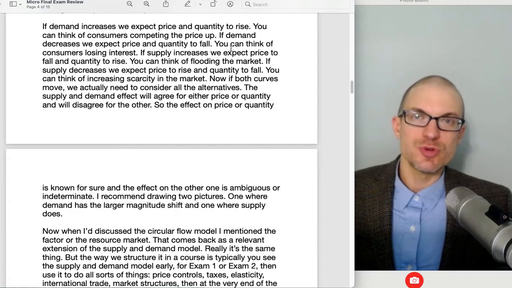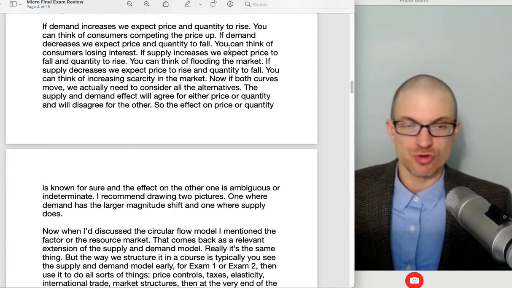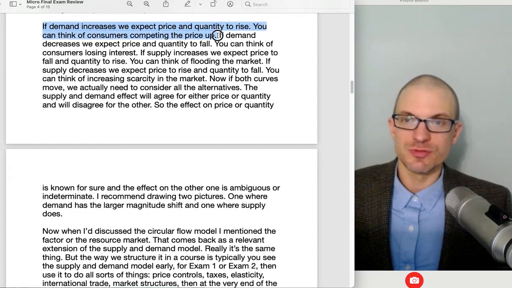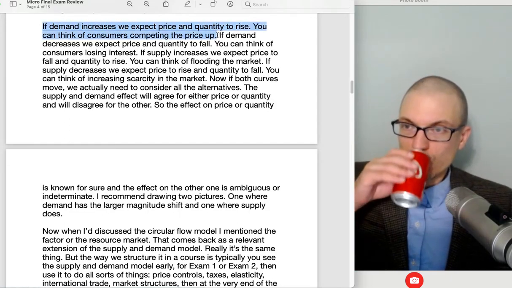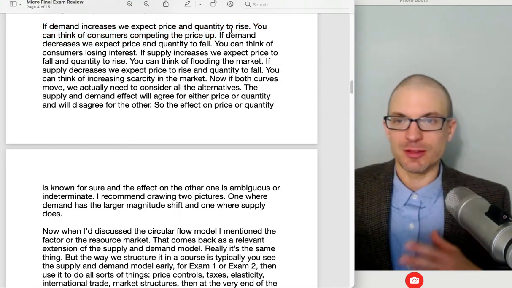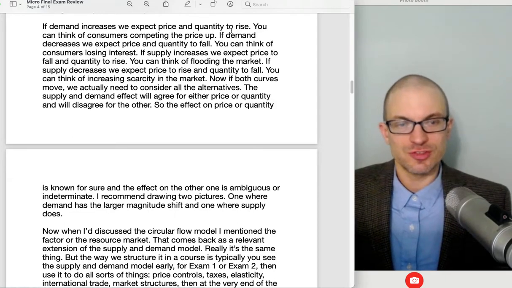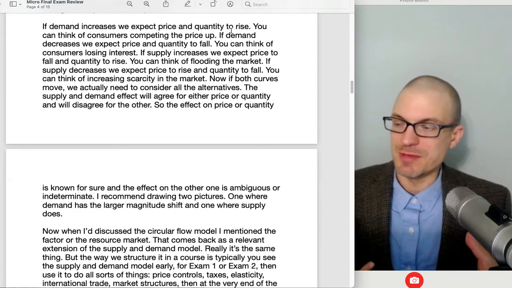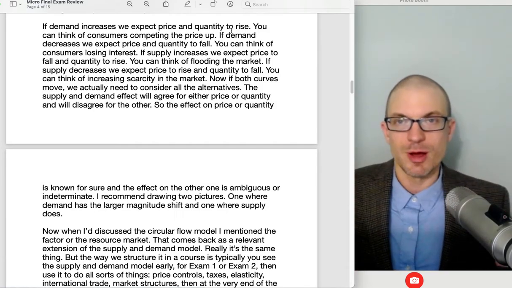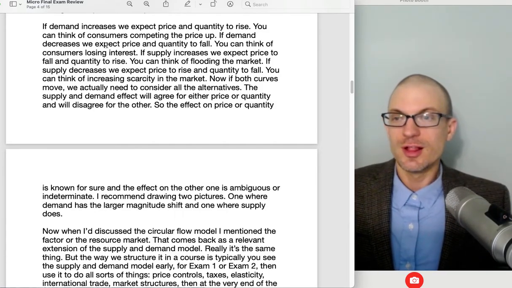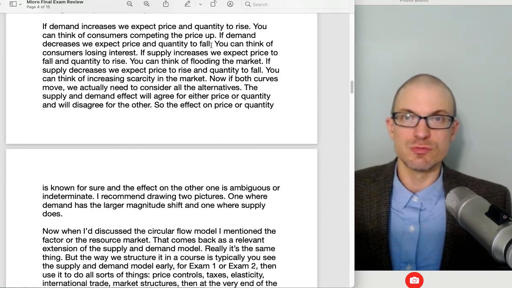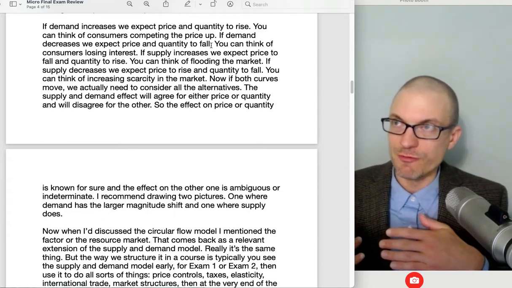We could take some intuition here. Other things equal, you probably want to be drawing the graph to reinforce this, but we can take some intuition just by thinking about it verbally. So if demand increases, we're going to expect price and quantity to rise. The way that I think of this is, an increase in demand means we've got consumers who are competing with each other, driving up the price, and there's going to be a larger amount bought because you've got more interested consumers. If demand decreases, we get price and quantity falling. Now you can just think of consumers losing interest, so the price they're willing to pay falls and the amount actually purchased falls.